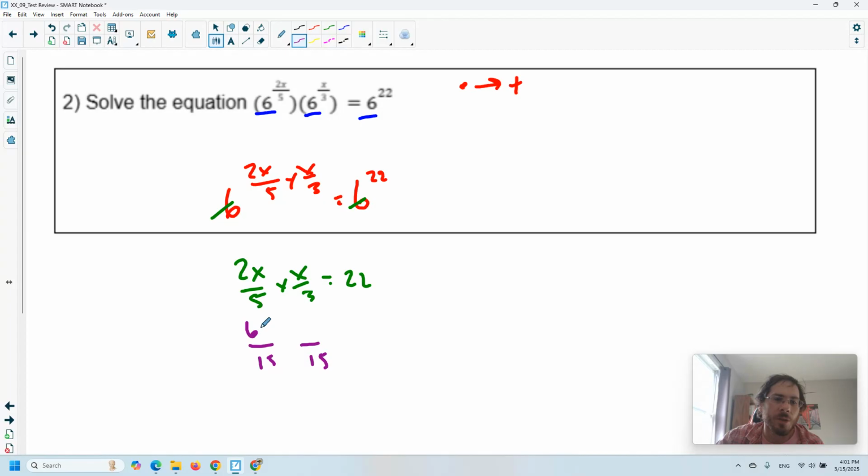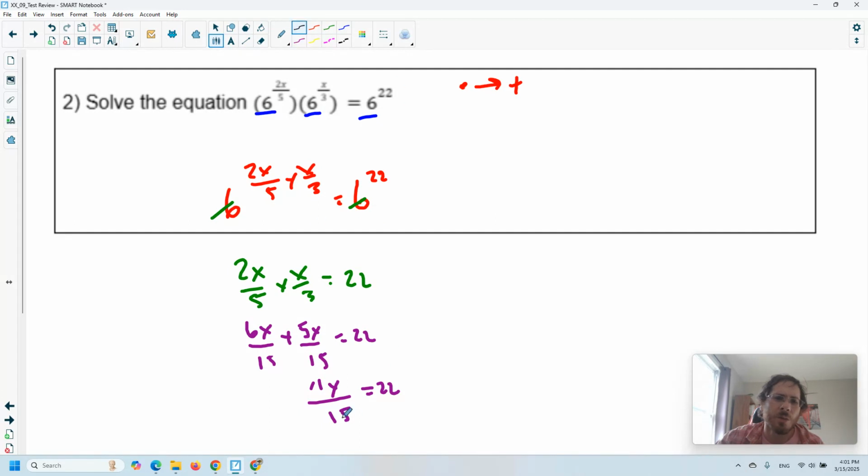So 2 times 3 would be 6. 3 times 5 gives 15. So 1x times 5 is 5x. So we get 11x over 15 equals 22. So when we add these, we add the numerators, keep the denominators the same.